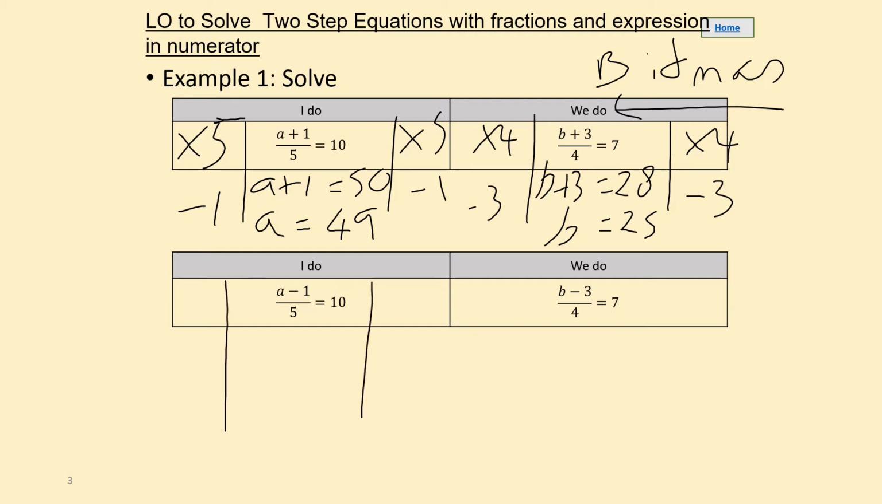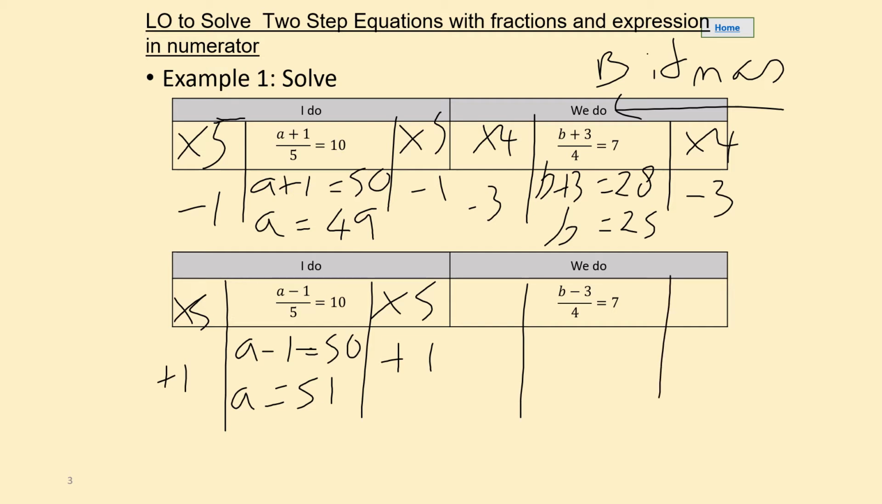Again, it's being blocked by the division. We need to get a by itself, so we're going to have to multiply both sides by 5. So a minus 1 equals 50. Now we're subtracting 1, so we need to add 1 to both sides. a equals 51. Have a go at this one.